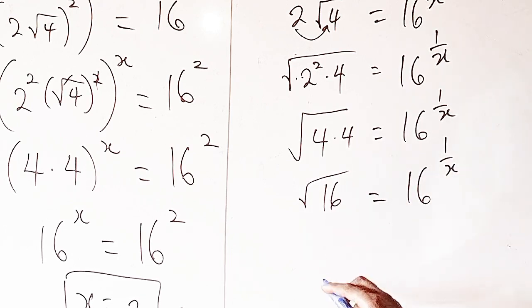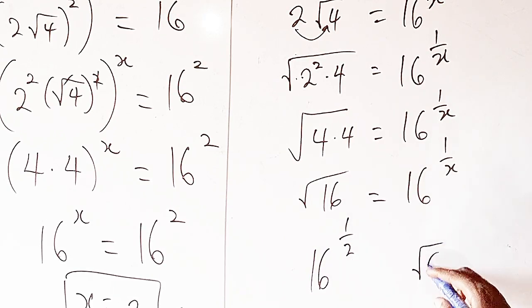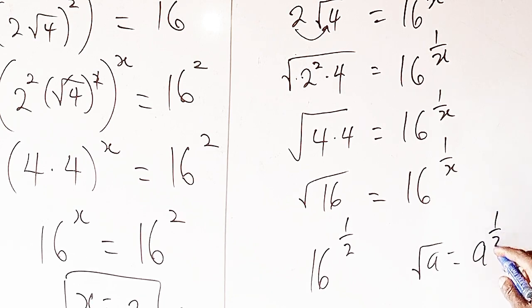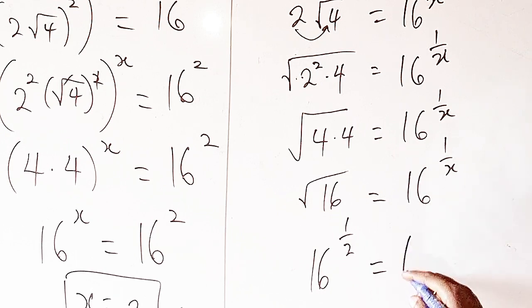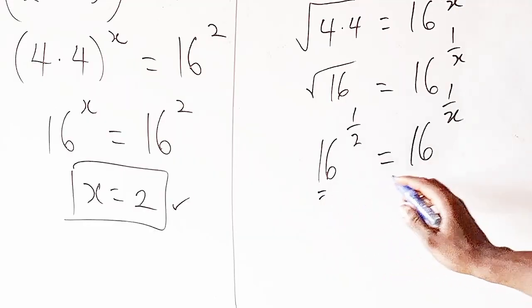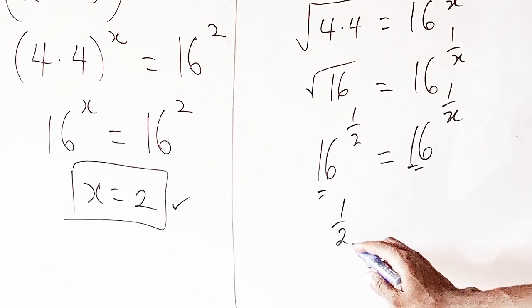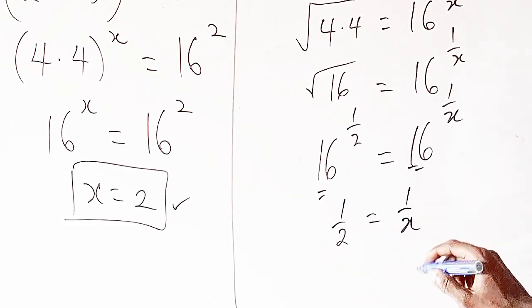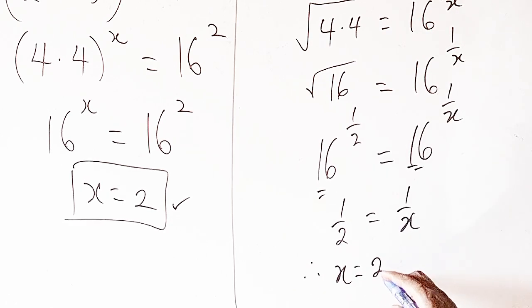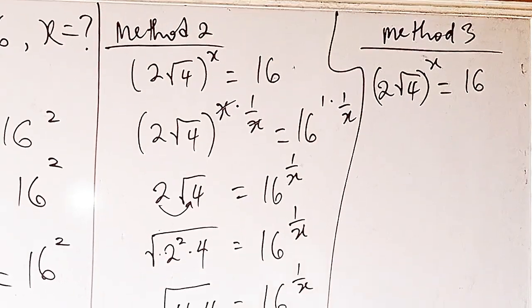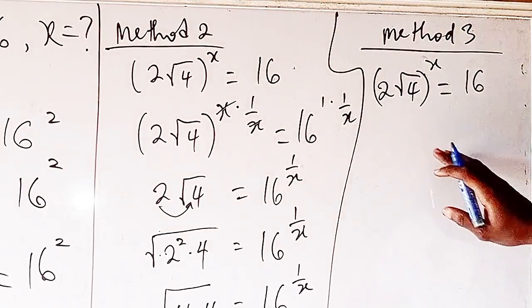Now we can rewrite this 16 as 16 to the power of 1 over 2. From the law of indices, when you have the root of a, this can be a to the power of 1 over 2. That is what we did here. So now we have this to be 16 to the power of 1 over x. If you look at this, the bases are the same. So we have 1 over 2 equals 1 over x. By comparison, we see that x equals 2.